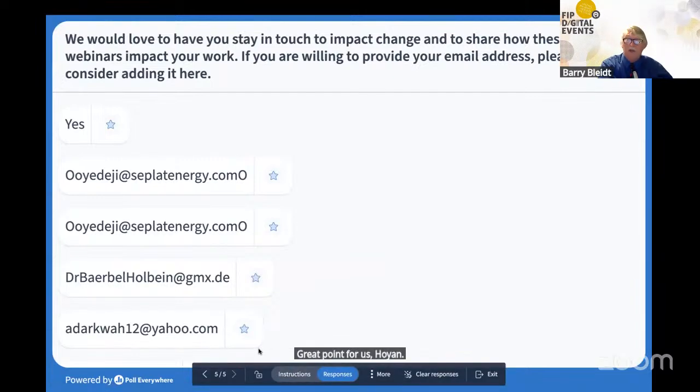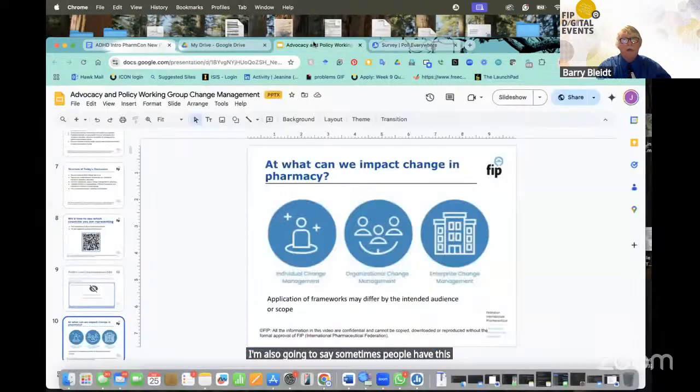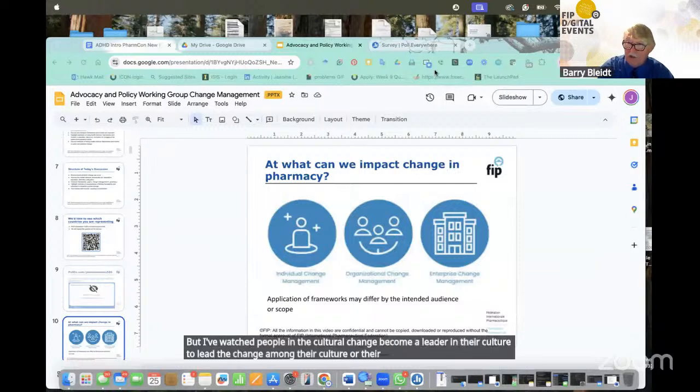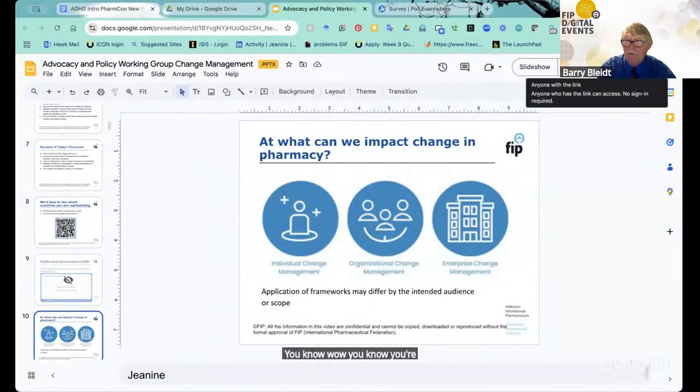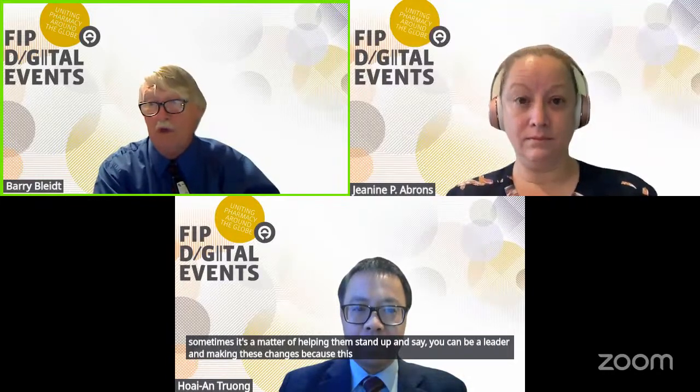I'm also going to say sometimes people have this fear and these worries, but I've watched people in the cultural change become a leader in their culture, to lead the change among their culture or their friends, as in the case of Hoyan. Wow, you're making a smart move, not smoking and drinking anymore. Maybe we need to cut back, or maybe we need to do this, Hoyan. So sometimes it's a matter of helping them stand up and say, you can be a leader in making these changes because this is what's best for you. Okay.